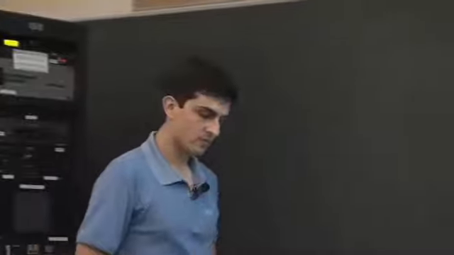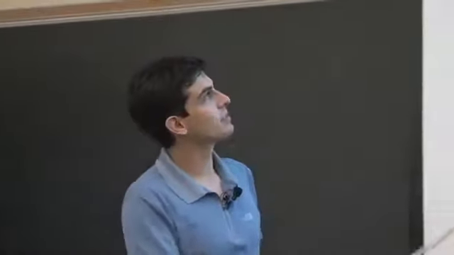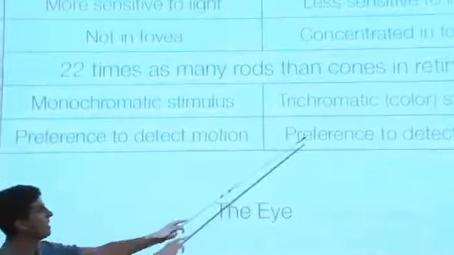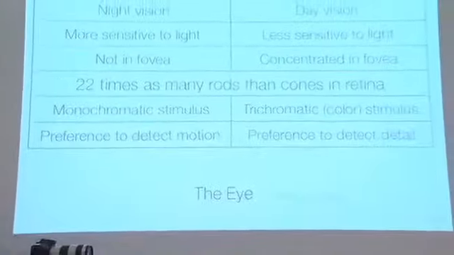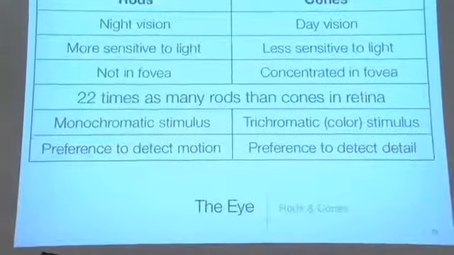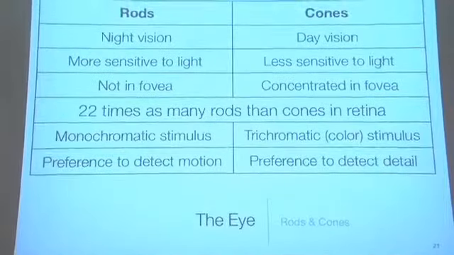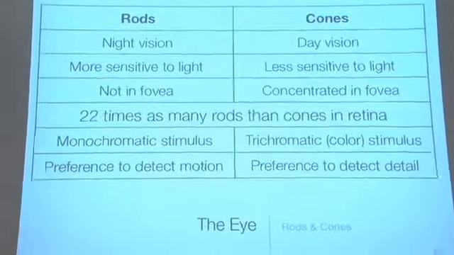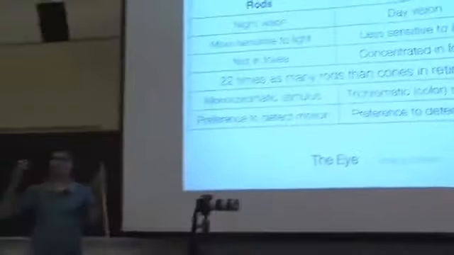Another thing about rods and cones that I mentioned before is that rods are better at detecting motion, so they're a bit faster, so to speak, whereas cones are better at detecting detail. This is why our peripheral vision is very, very good, not only at night, but also with objects that are coming towards us or away from us. We're able to detect motion a lot better in our periphery than right in the middle of our vision.